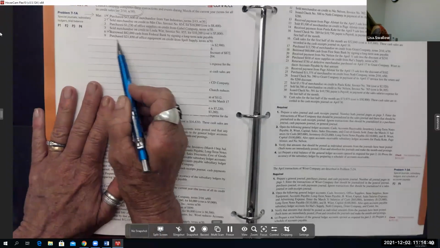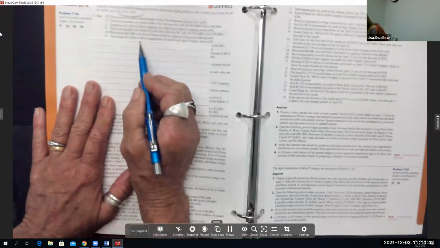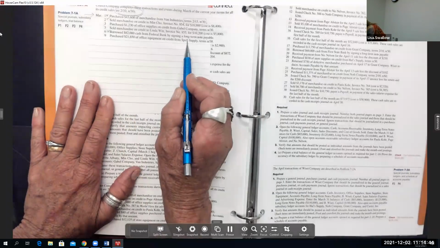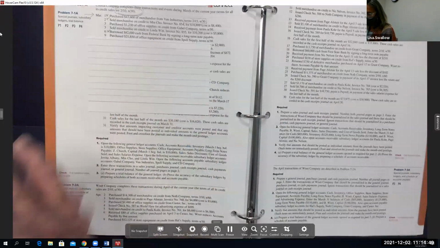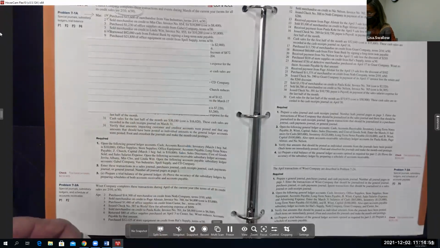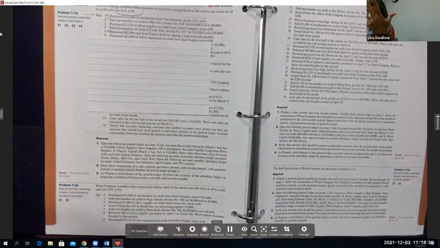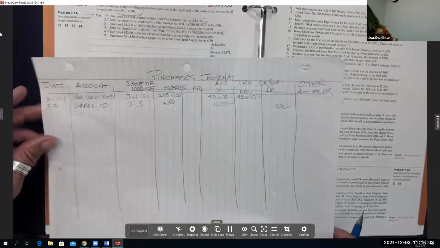Okay, I'm sorry, let me read that. So on the 9th, I purchased $21,850 of office equipment on credit from Spell Supply, terms net 30. Okay, so did it touch cash? No. So that means you're either in purchases, sales, or general. Which one did you choose? I chose purchase. Because it's on credit, exactly.